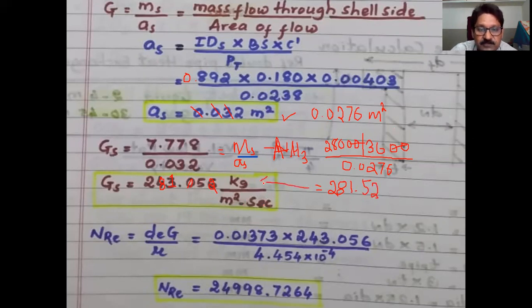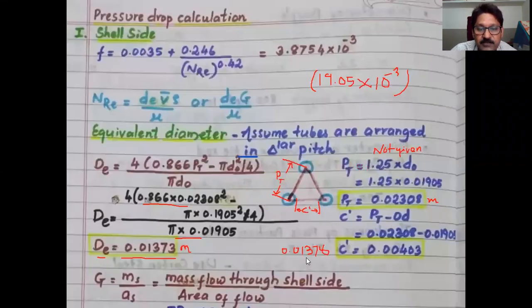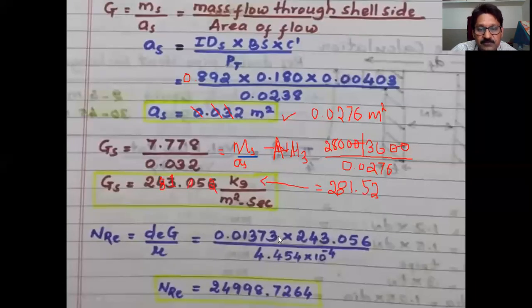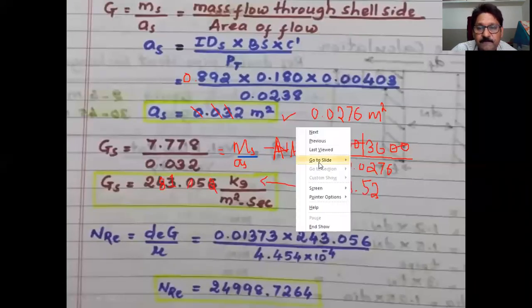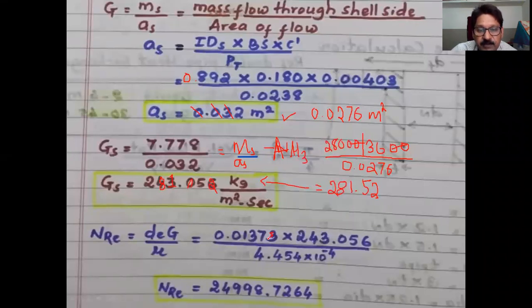So therefore, go for NRe. NRe is equal to De G by mu. The equivalent diameter, you can see here, is 0.01378. Okay, fine. It is 0.018 and it is 281. And viscosity is this one. Check the value.